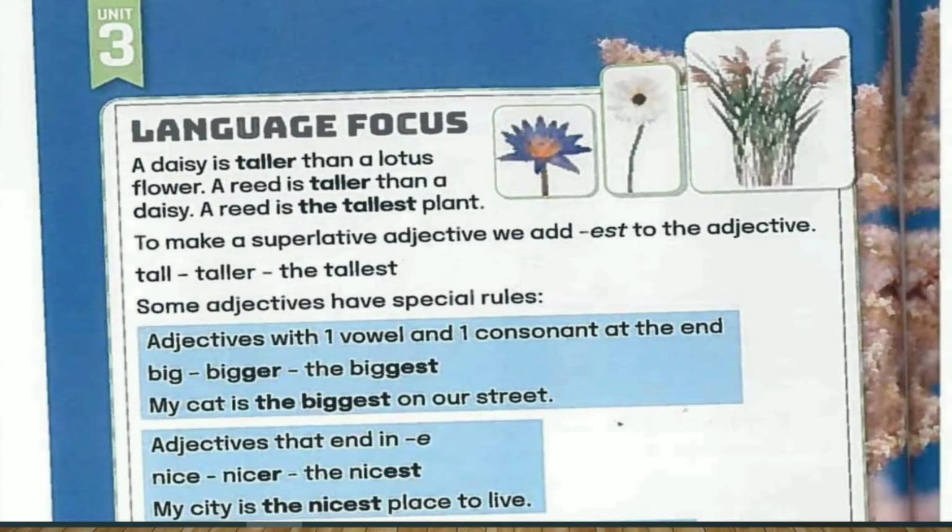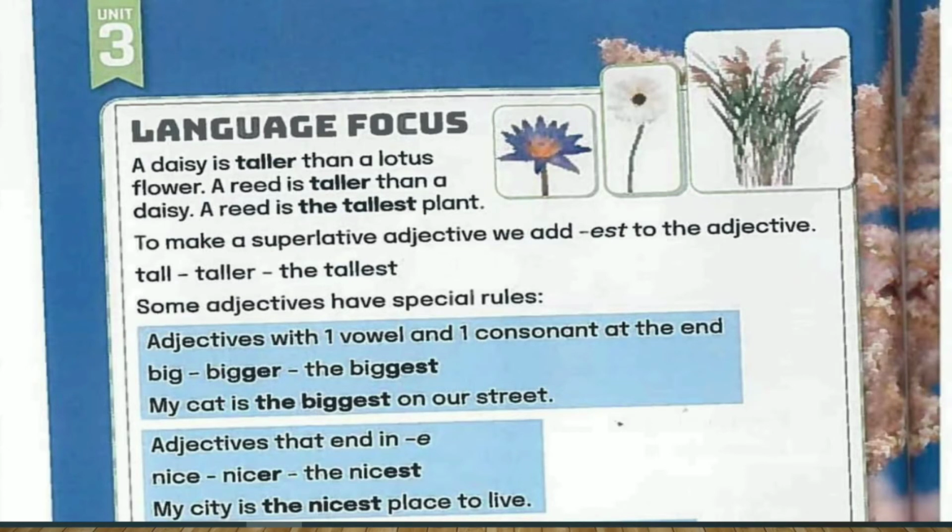Now it's time for language focus. Here we have three kinds of plants: daisy, lotus, and reed. First, we will compare between daisy and lotus. Which is taller? A daisy, excellent. A daisy is taller than a lotus.